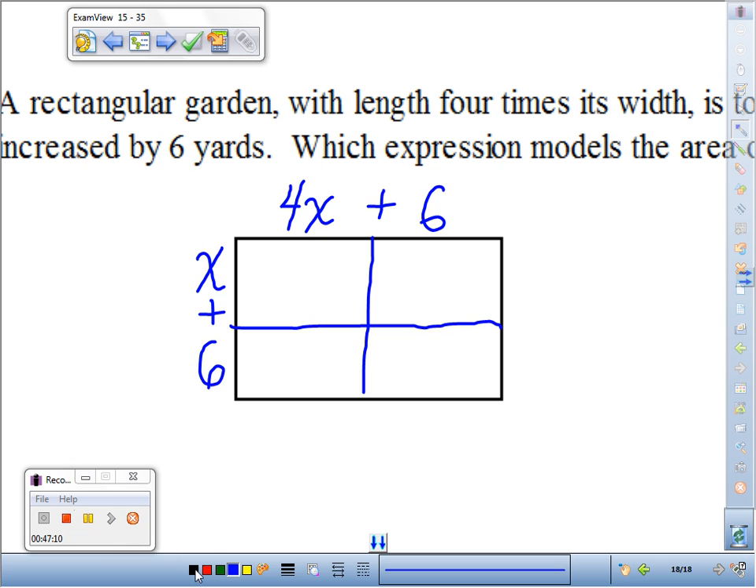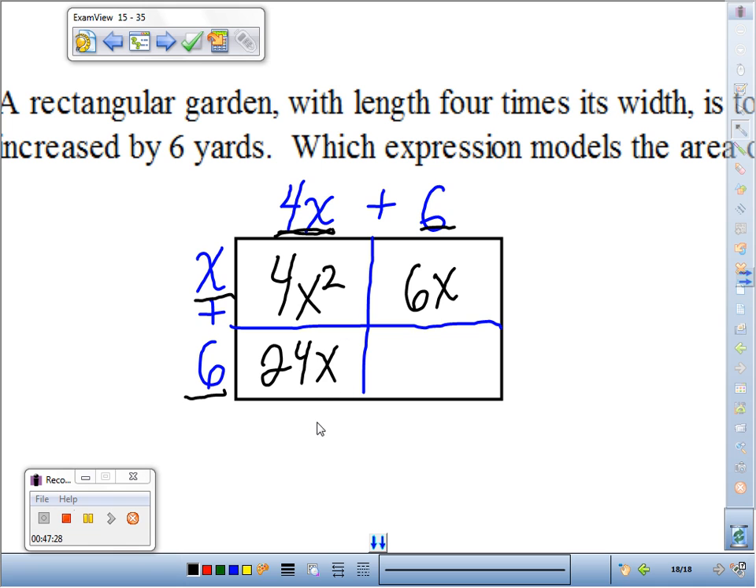We find our area. What is x times 4x? That's 4x squared. What is x times 6? That's 6x. What is 6 times 4x? That's 24x. What is 6 times 6? That's 36.